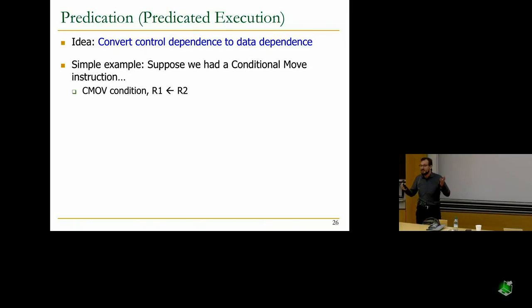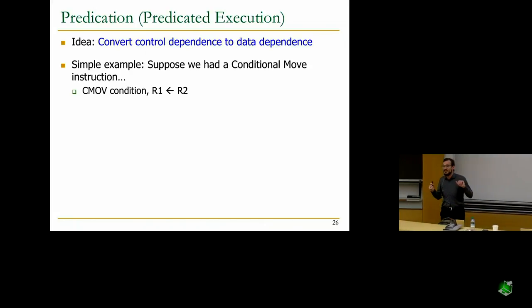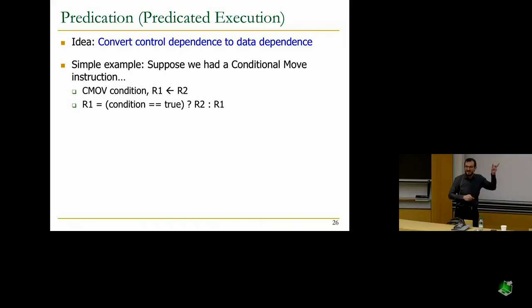This condition could be a condition code, a condition register, or you test a general purpose register. If this is true, move R2 into R1. That's predicate execution, essentially. Have you seen this statement?